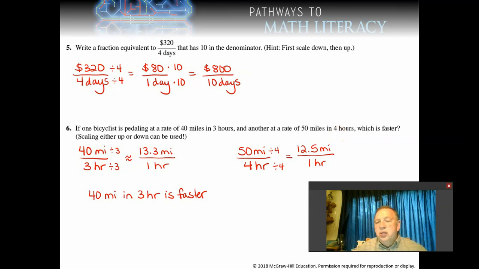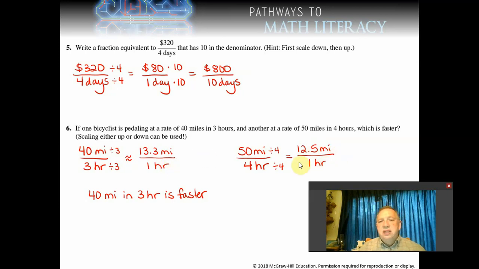So the easiest way to do this is to convert both of them to the same unit rate in the denominator. I'm going to divide the top and the bottom by the 3. 40 divided by 3 is 13.3 miles per hour. And 50 miles, divide that by 4 to turn this into that unit, and that's 12.5 miles.